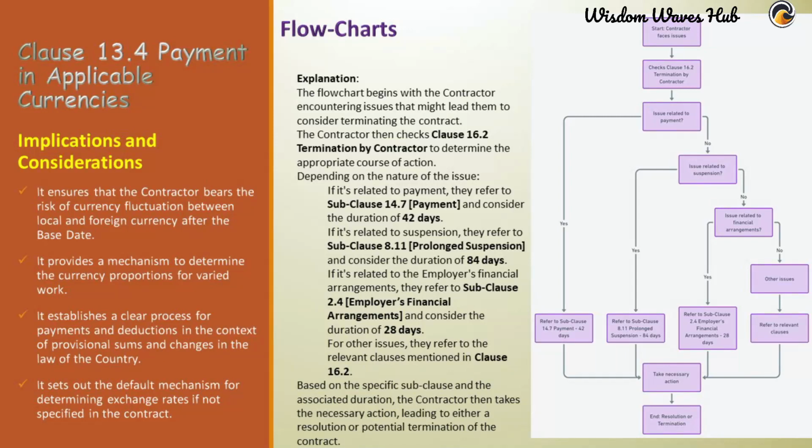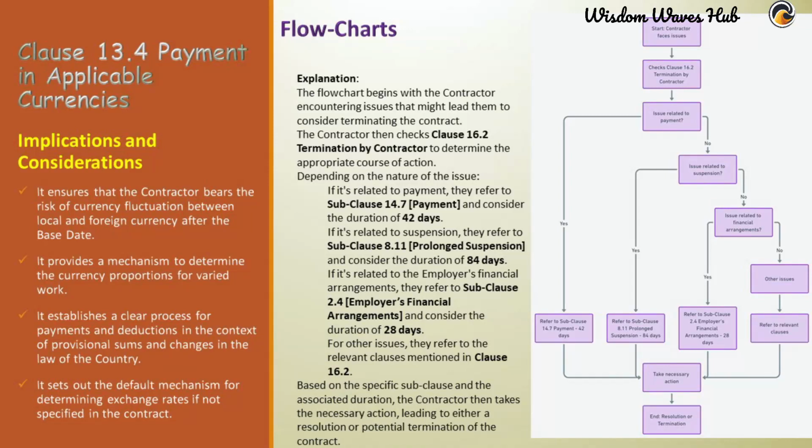Suspension issues. If the contractor's work has been suspended for reasons not caused by them, they would look at subclause 8.11 prolonged suspension. This clause mentions that if the work suspension has continued for more than 84 days, the contractor has the right to ask for permission to proceed. If they don't get this permission within a certain time frame, they can treat this prolonged suspension as a reason to make changes to the contract or even terminate it.